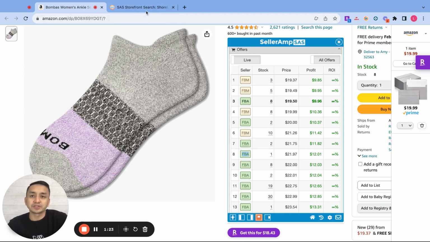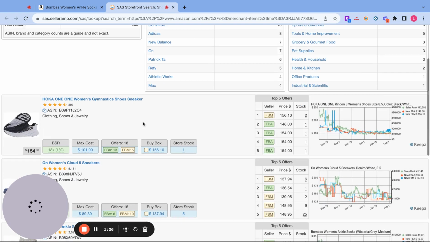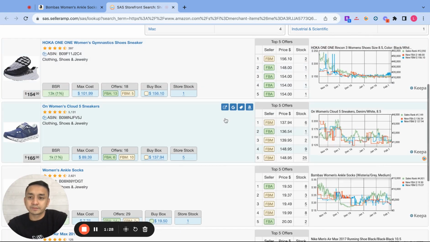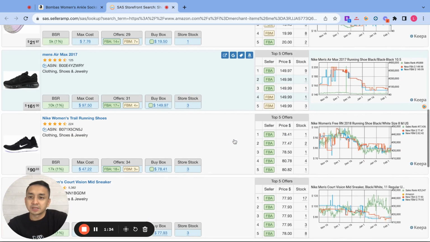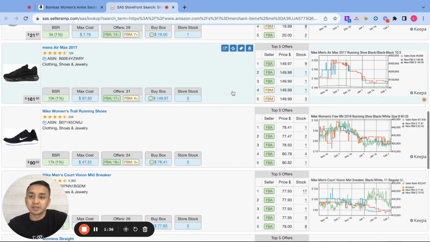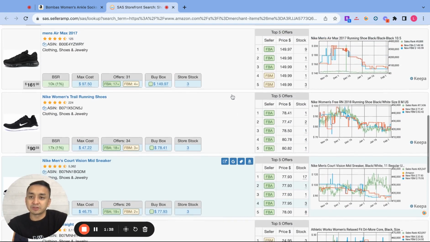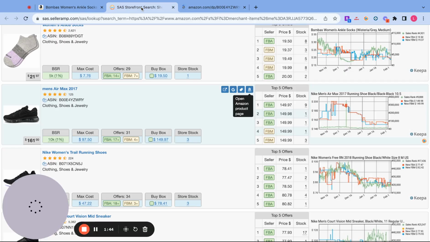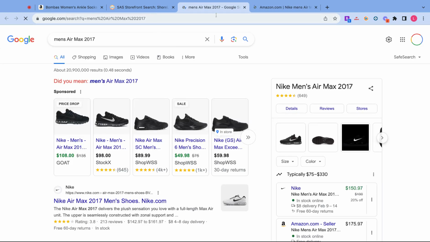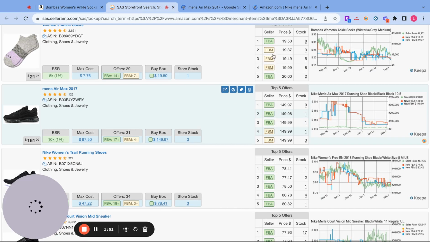So I would open up the store, and then I would pick products from the seller's store, right? So I see some Nikes. I would start with these Nike products. So what I would do is I would open up the Amazon product page and Google page of this product right here.